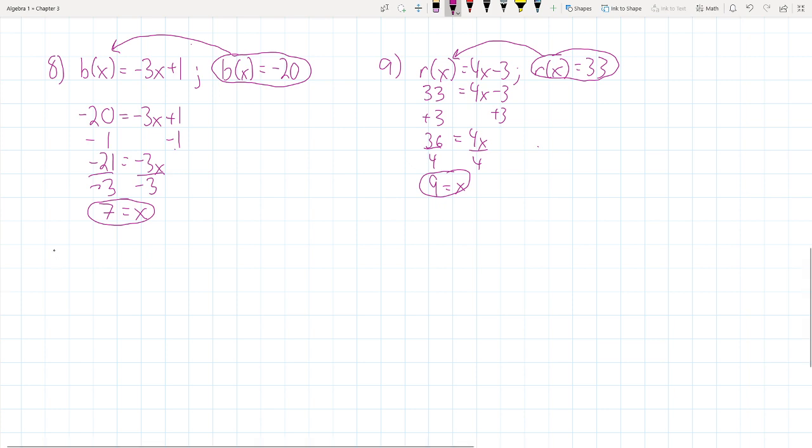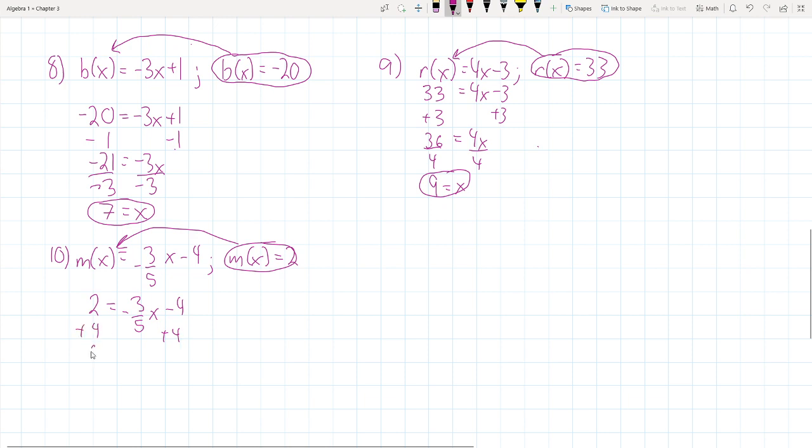If you think you got it, go ahead and give this a pause, and I'm just going to keep working though. Go ahead and pause it and try it on your own. Alright, so if I have m of x equals negative 3 over 5 x minus 4, m of x equals 2. Anywhere I have m of x, I'm going to take that and plug it in. And so I get 2 equals negative 3 over 5 x minus 4. Starting off, I'm going to add 4 to both sides, and I get 6 equals negative 3 over 5x.